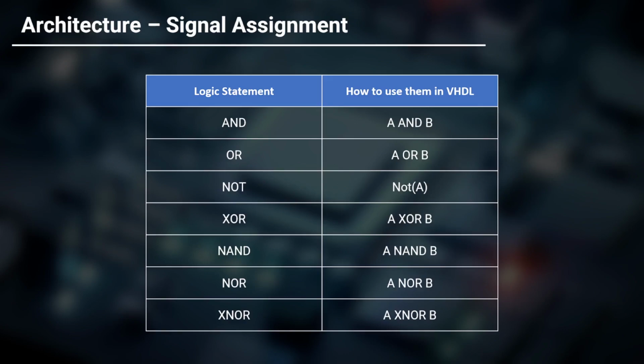Now let's see how to use logic statements in VHDL. As you can see in the table, it's really easy. You just have to put a statement between the inputs. The only exception is the not operation, which you should write like this.